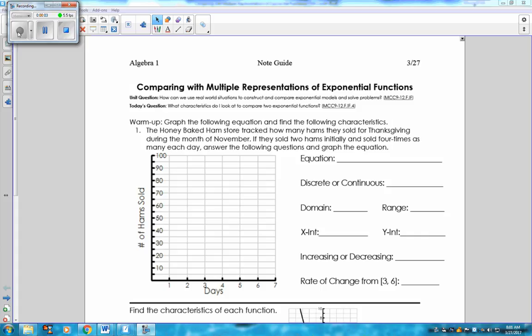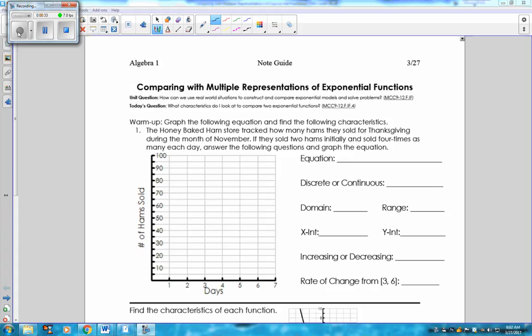First thing you always got to do, read the problem. So it says to graph the following equation and find the following characteristics. The problem says the Honey Baked Ham store tracked how many hams they sold for Thanksgiving during the month of November. If they sold 2 hams initially and sold 4 times as many each day, answer the questions and graph the equation. So first thing that's going to make this easy is just write the equation.